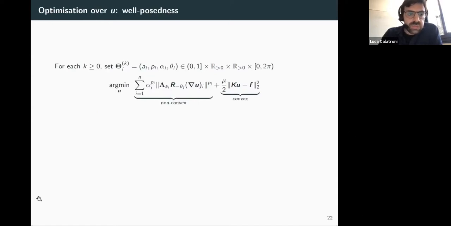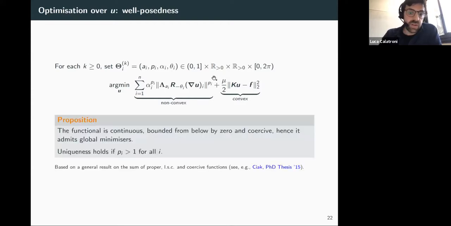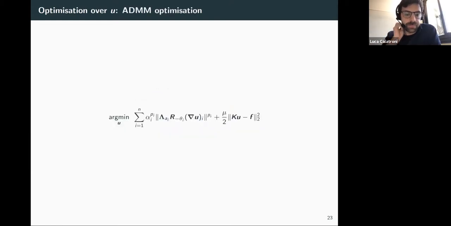Okay, from the point of view of optimization, then we want to solve this optimization problem, which is non-convex in general, due to the fact that depending on the values of p_i, you are not sure about the convexity of your model. In particular, whenever at least one p_i is smaller than 1, you don't have a convex model. We can show existence of global minimizers, and of course uniqueness in case the p_i are all greater than 1.